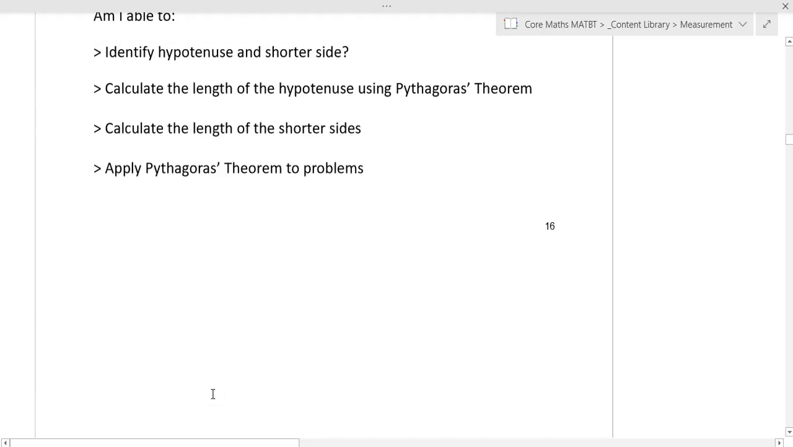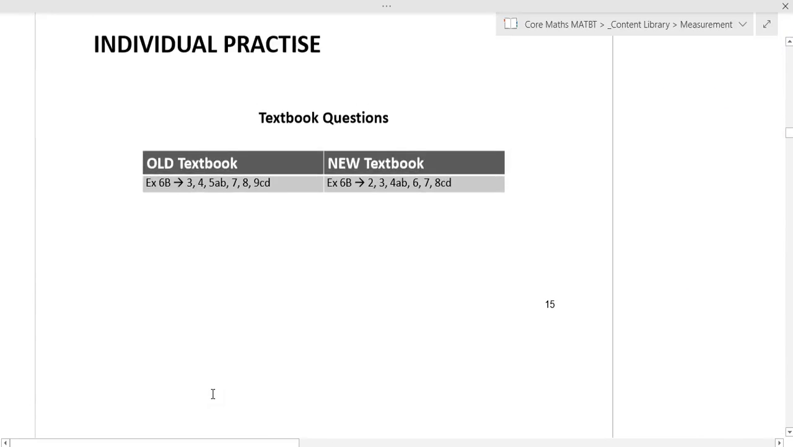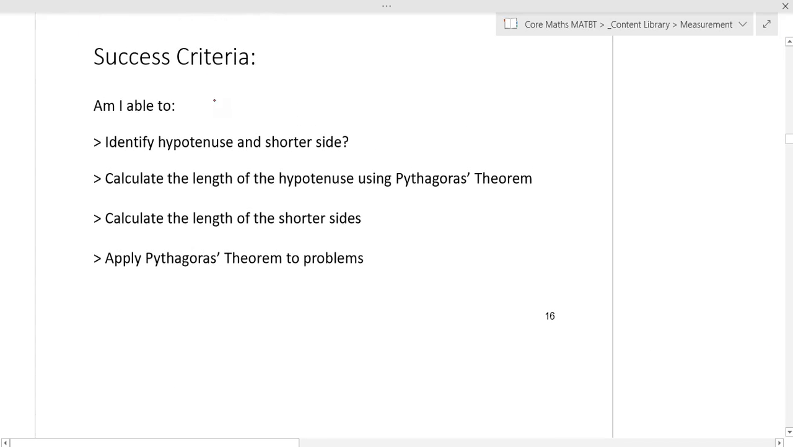So you'll remember last lesson, which was yesterday, we were looking into Pythagoras' theorem, and these were the success criteria that we were trying to figure out. Identify the hypotenuse, that's the longest side of any triangle. Calculate the length of the hypotenuse using the theorem. Remember, the theorem has three versions.